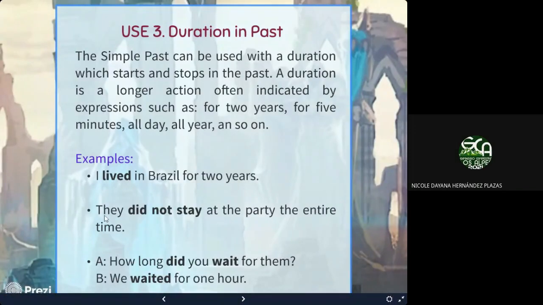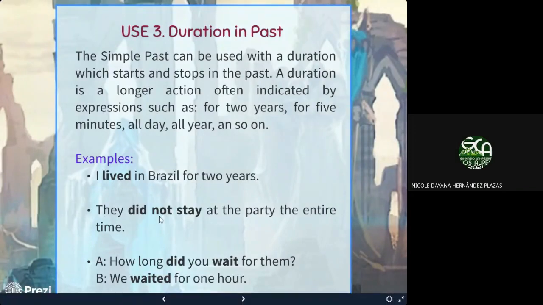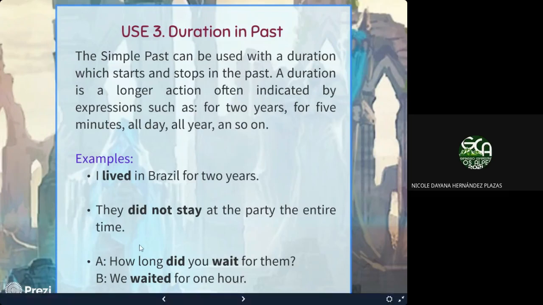The next one. They did not stay at the party the entire time. They didn't stay at the party the entire time. Ya se acabó la fiesta, estuvieron allá un rato, pero ya se acabó. Chao. And finally, how long did you wait for them? We waited for 1 hour. Estuvieron haciendo algo en el pasado, duraron cierto tiempo, ya se acabó la acción. Fin. So, questions about this use?